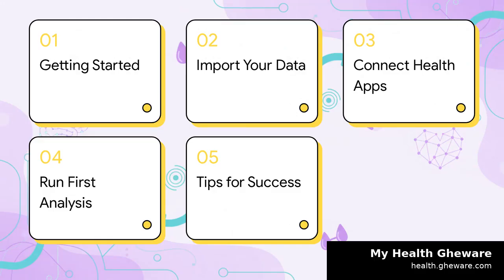Here is the game plan. First, we'll cover what you'll need. Then, we'll get that glucose data imported. After that, we'll connect some other health apps, run your very first AI analysis, and I'll wrap it all up with some tips to keep you on track. Super simple. Let's get to it.